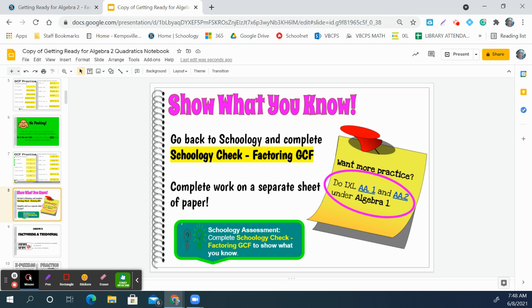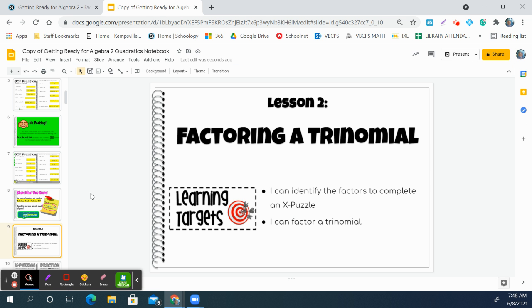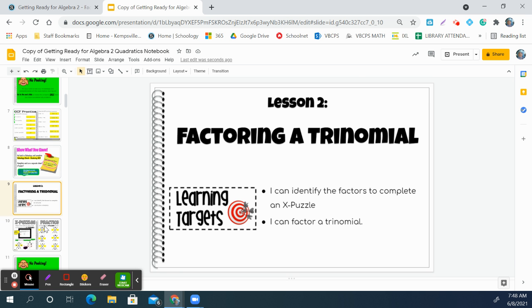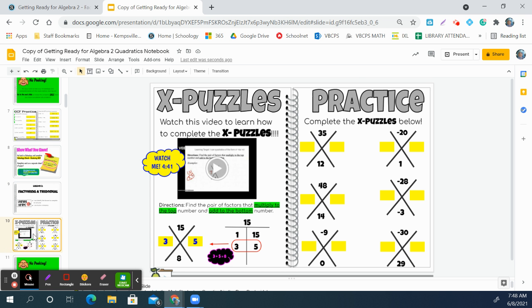Is Schoology having issues? So you might just want to write this on a piece of paper and then you can go back in and put it in. The answers to slide 5 are on slide 7. So we're going to do one more lesson. So if Schoology is not working, just grab a piece of paper. You're going to want to do this on a piece of paper anyway.